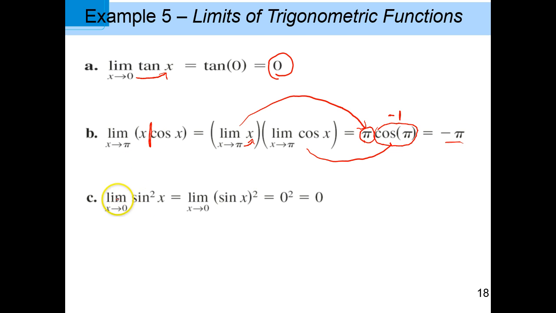One more. We have the limit of sine squared x as x approaches 0. You can see we can rewrite sine squared x as sine of x, squared, and directly substitute a 0 in, and we have the sine of 0, squared. The sine of 0 equals 0. And so we get 0 squared equals 0.